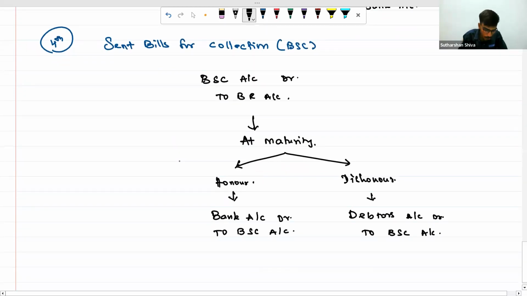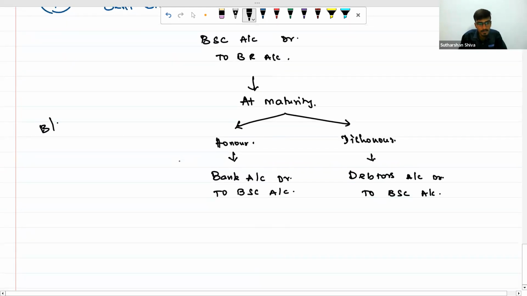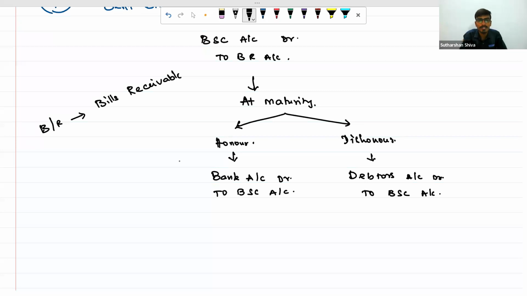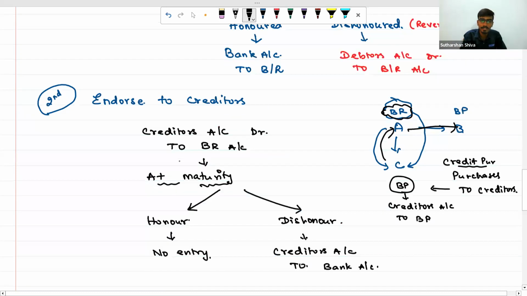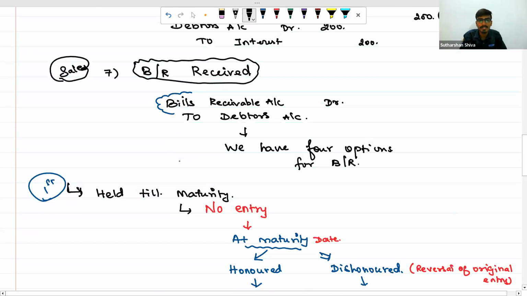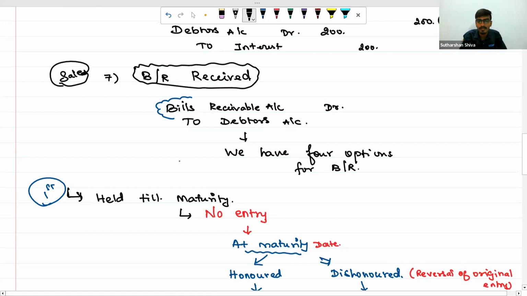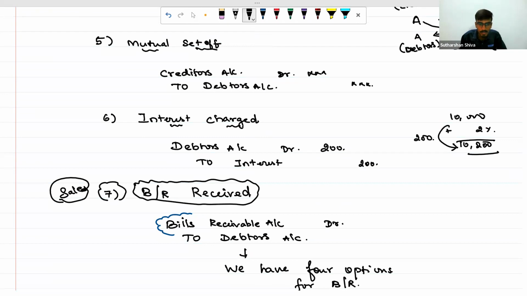Okay, these are the 4 options which I have done. BR denotes bills receivable. The first option is that I hold the bill till maturity. Second, I will endorse. Third is discounting. Fourth is send for collection. This comes under the last, 7th part, which is bills receivable. This 7th part has 4 options, and in any of those 4 options I will proceed.